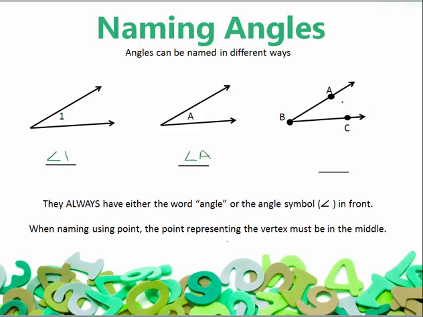One way of naming an angle is using 3 points. In this case, you'd use angle A, B, and C. Now note here that B is in the middle and B is the vertex. The vertex is always the middle of your naming convention. The point representing the vertex must be in the middle.